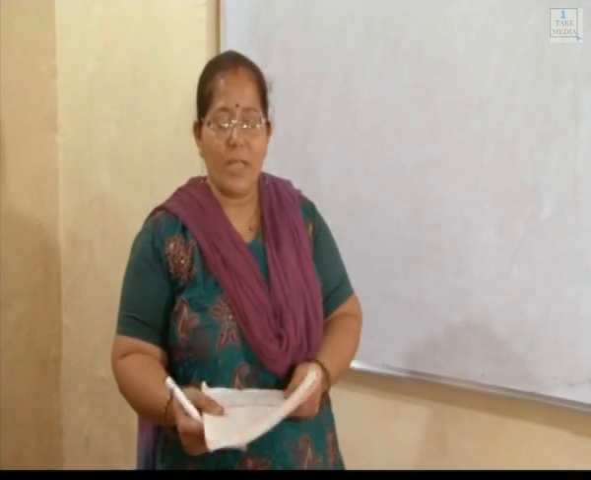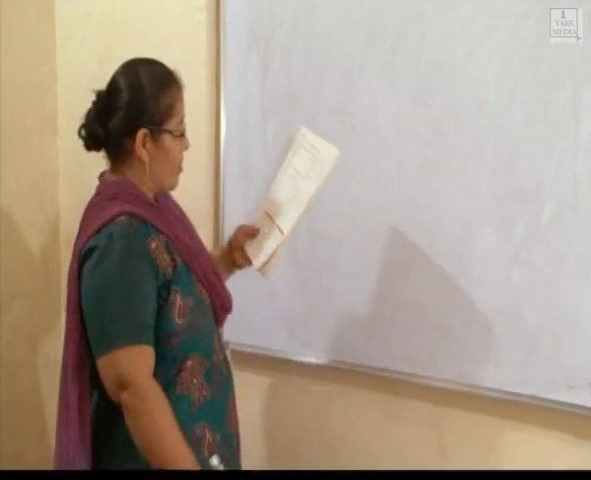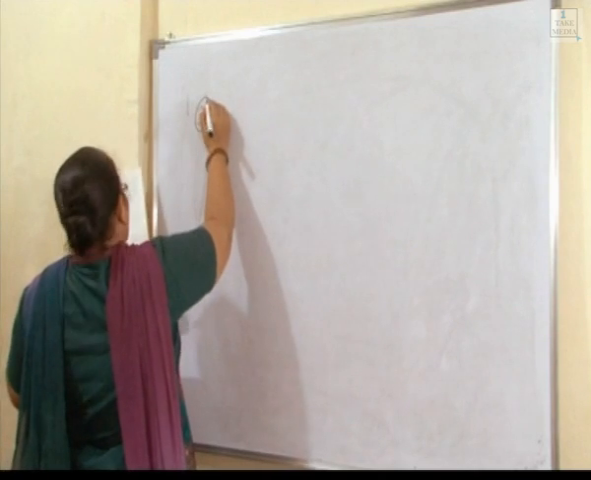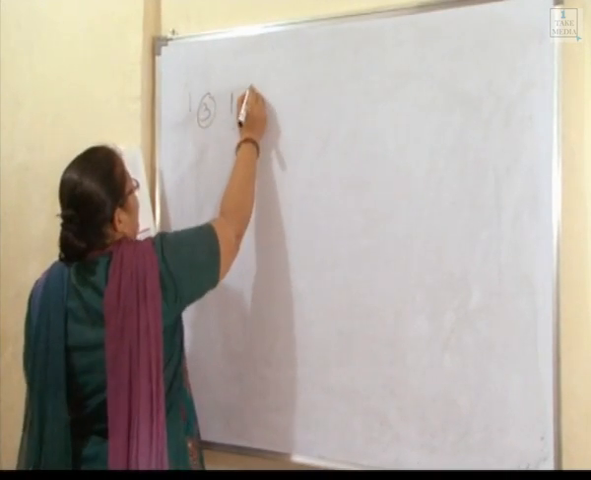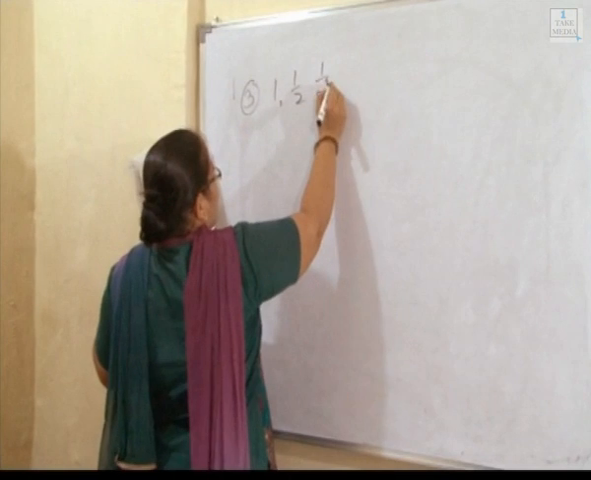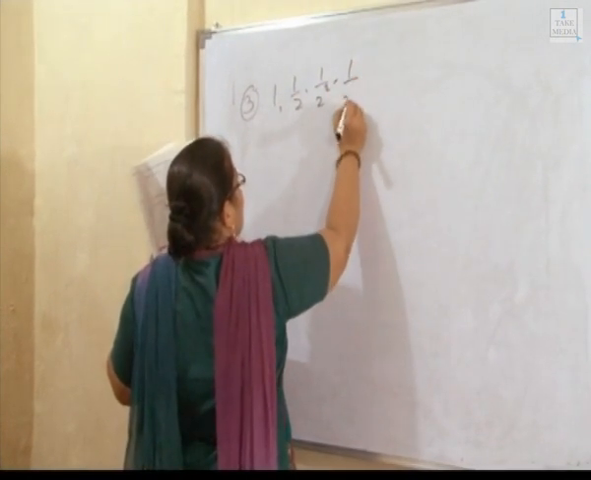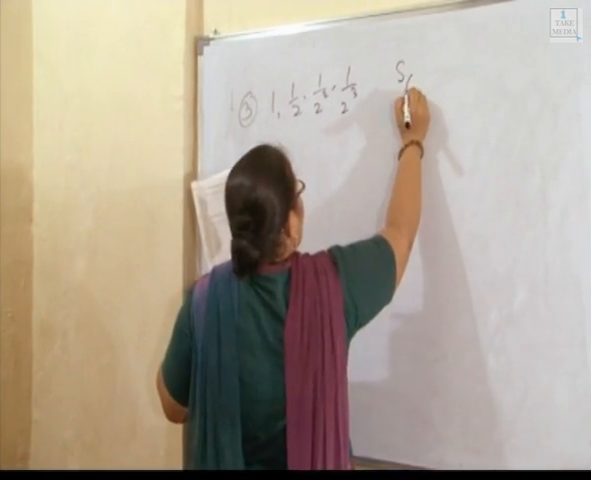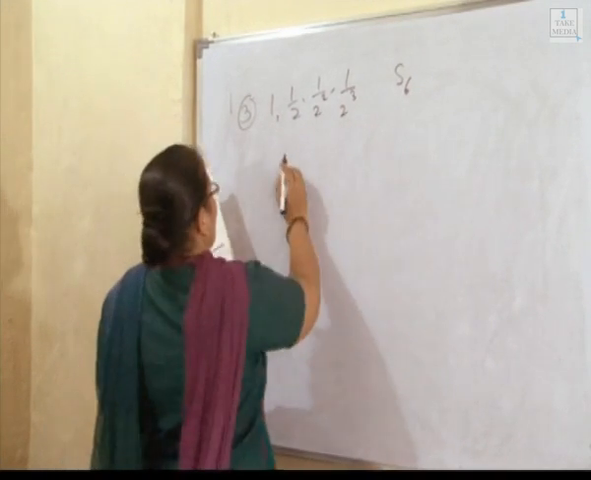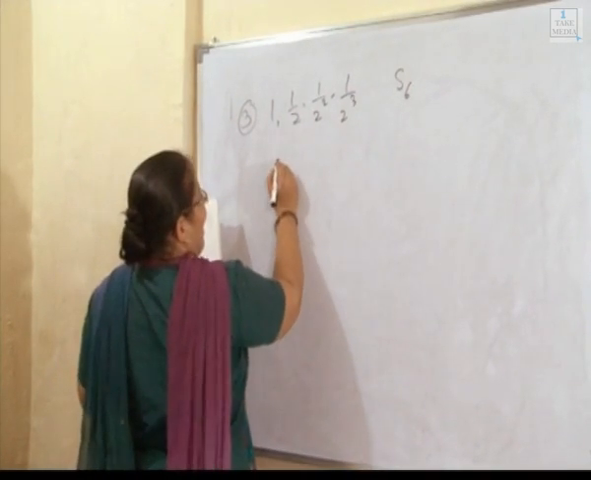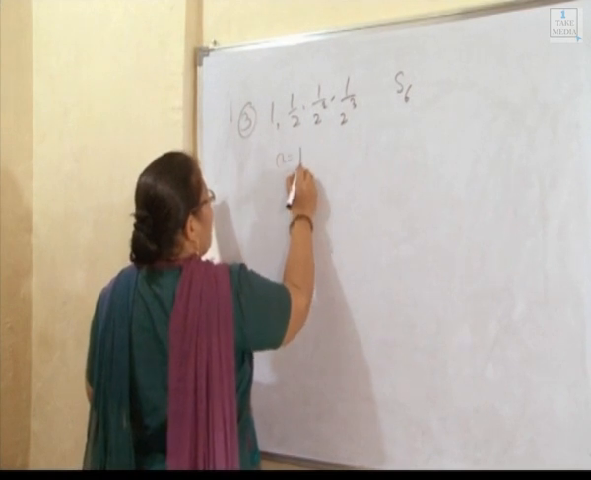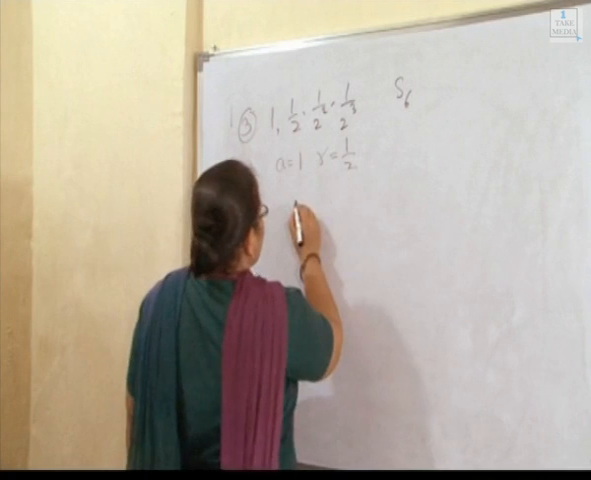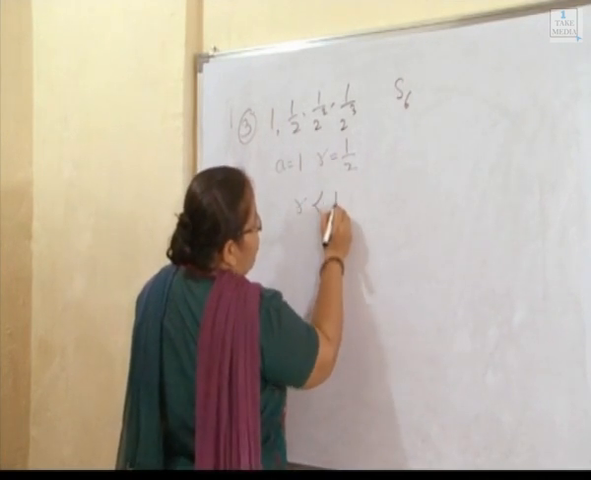We start exercise 1.8, question 1, sub question 3. The question is 1, 1/2, 1/2 raised to 2, and 1/2 raised to 3, and so on. We have to find S6. So here A equals 1 and R equals half. The R value is less than 1.